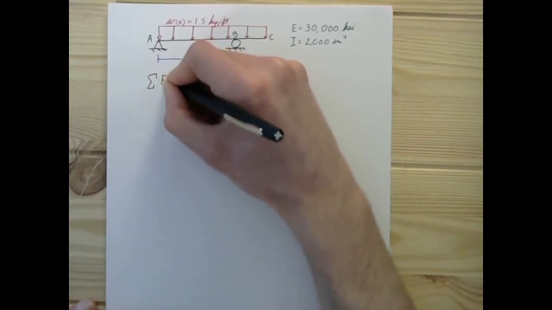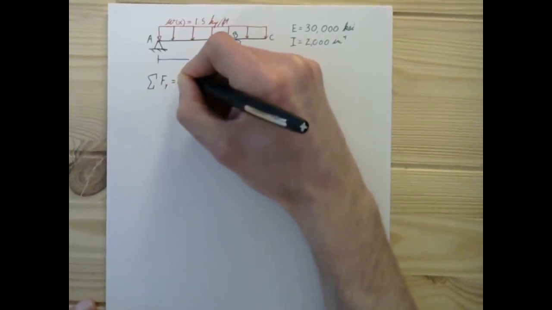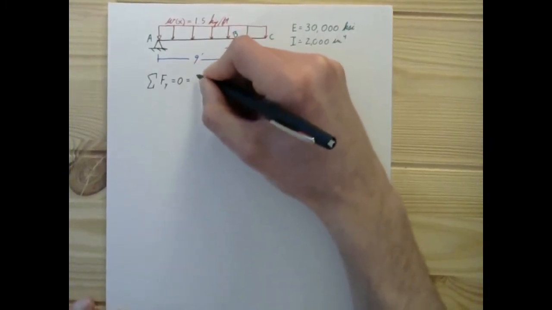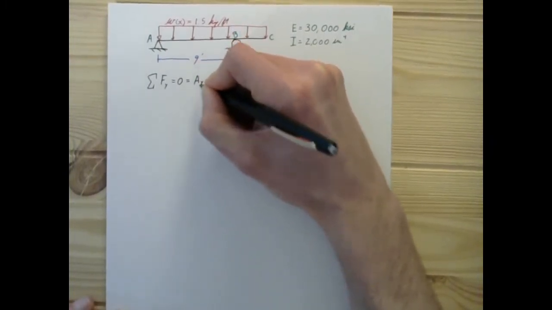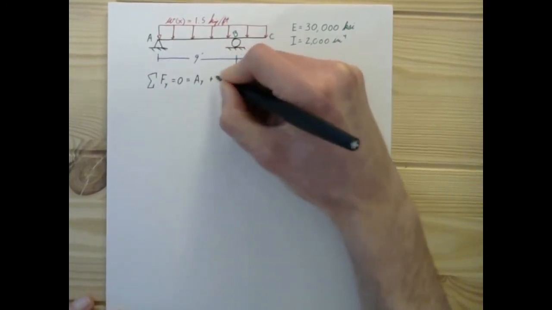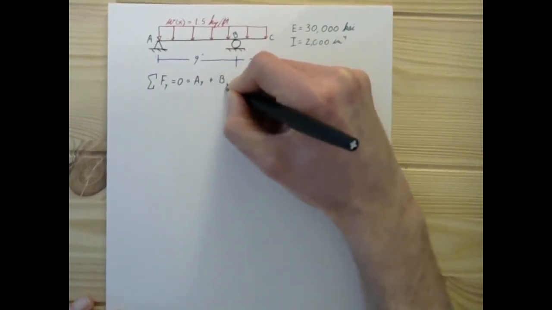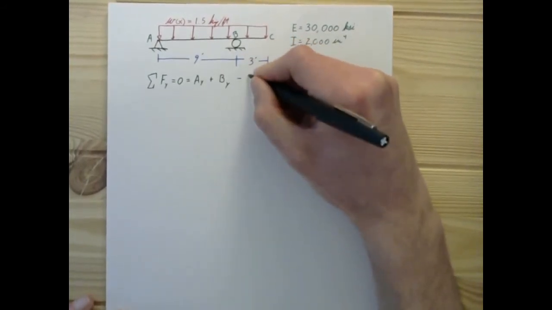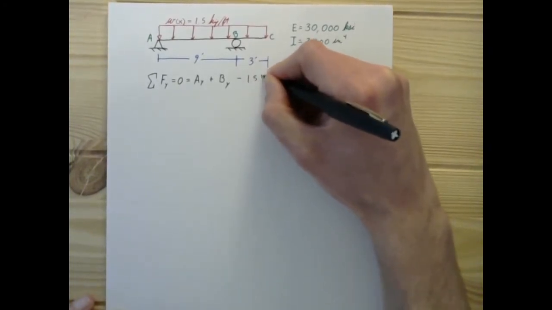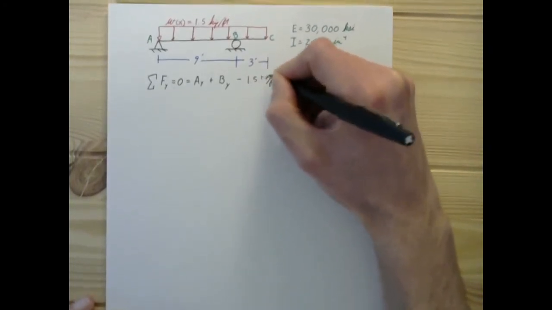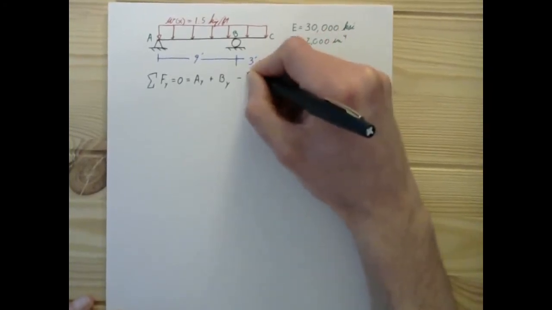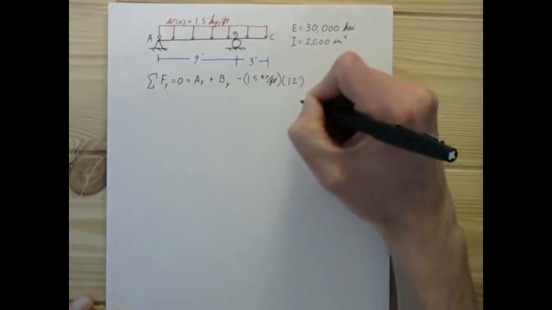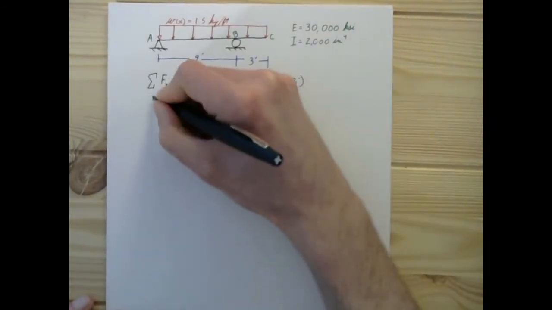We're going to say the summation of force in the y direction had better sum to 0 because we're not accelerating upwards. That's going to be equal to the reaction at A in the y direction plus the reaction at B in the y direction minus our distributed load, which is 1.5 kips per foot times the 12 feet that it's active over.